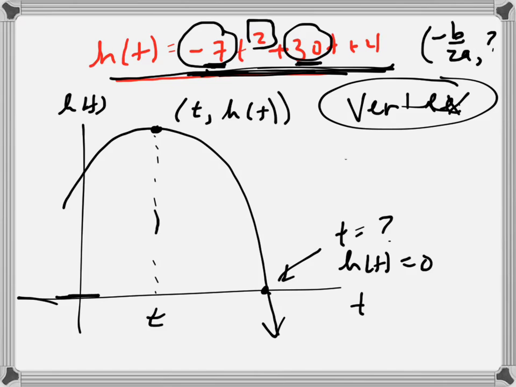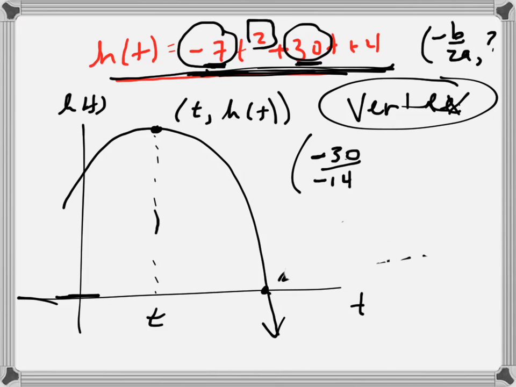So the vertex is going to be -30 over -14, which reduces to, take half of both of them, -15 over 7. I'm sorry, +15 over 7. That's your vertex, right? So this point right here, I'm sorry, that's your t coordinate. That's the time. It's 2 1/7 seconds. See how much easier that was than trying to complete the square.